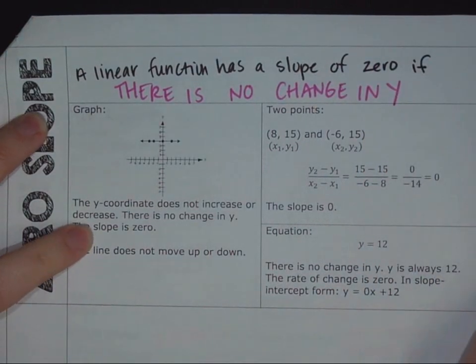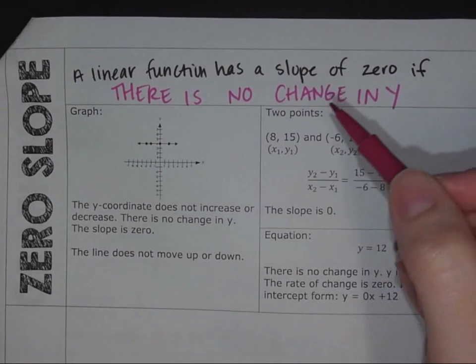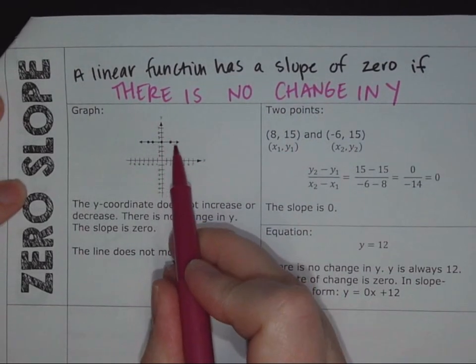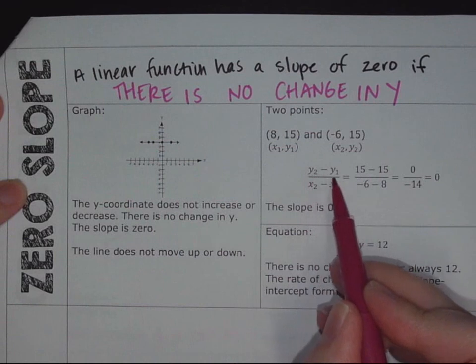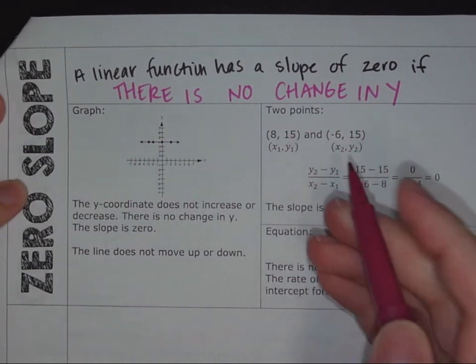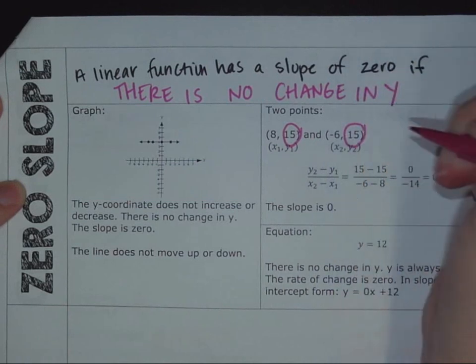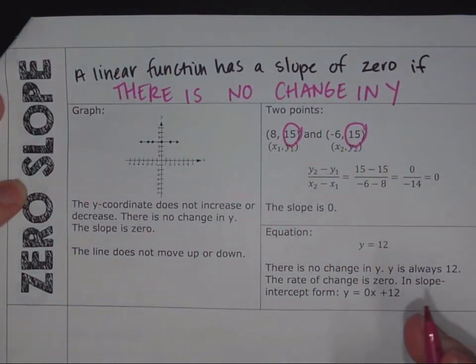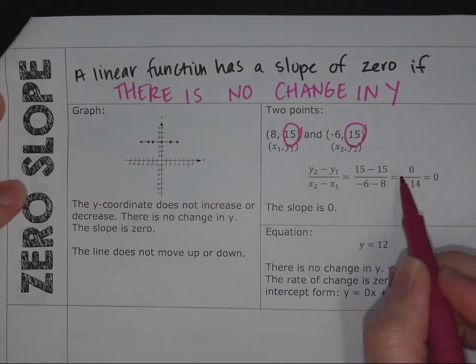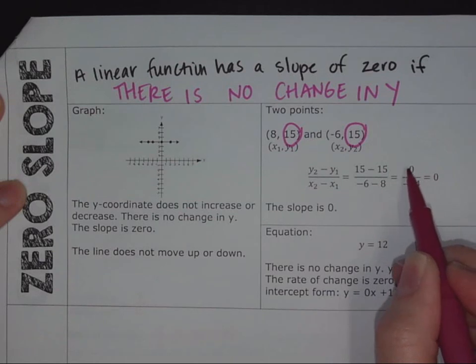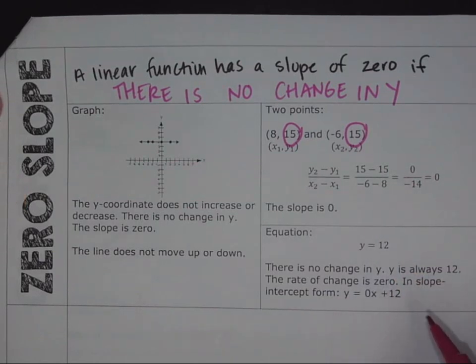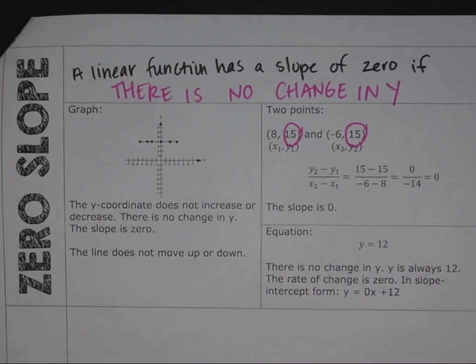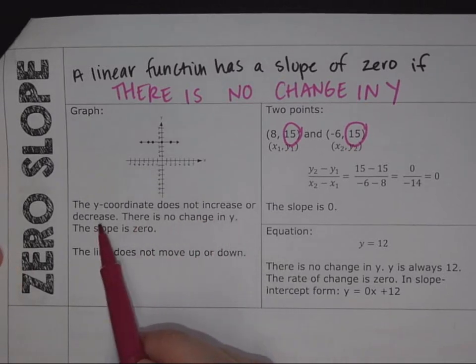Remember that we find slope by change in y over change in x. So if there's no change in y, meaning it's not going up, not going down, that these two values are staying the same in your points, then the slope is 0, because the numerator on the slope equation would be 0, and 0 divided by any number is still 0. If I have no money, I can share my $0 with the whole world, and everybody still has 0. So the y-coordinate does not increase or decrease in the graph.